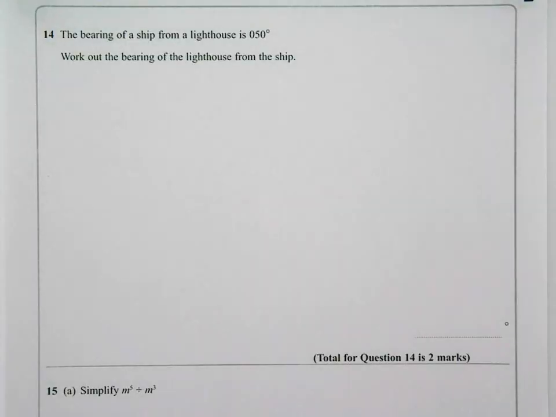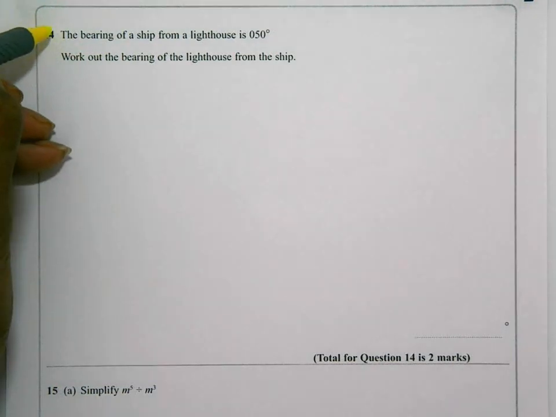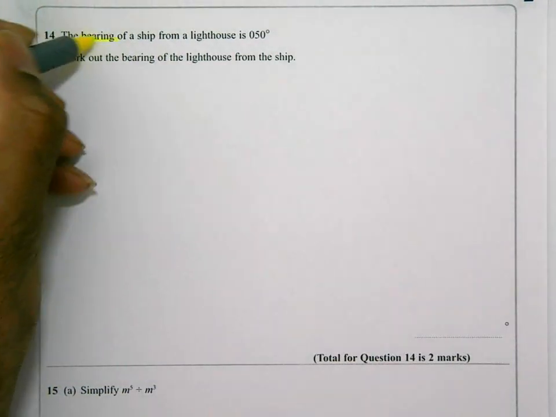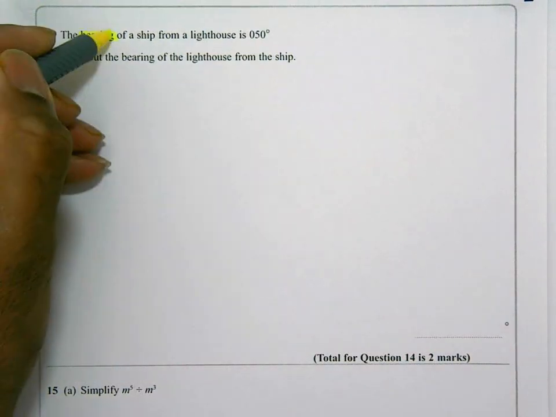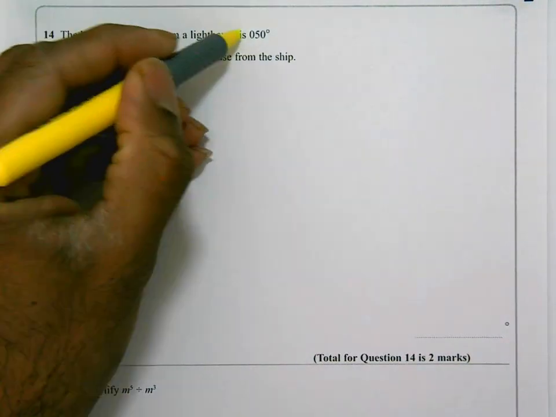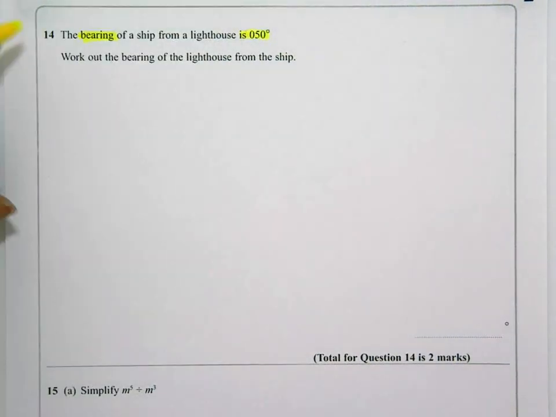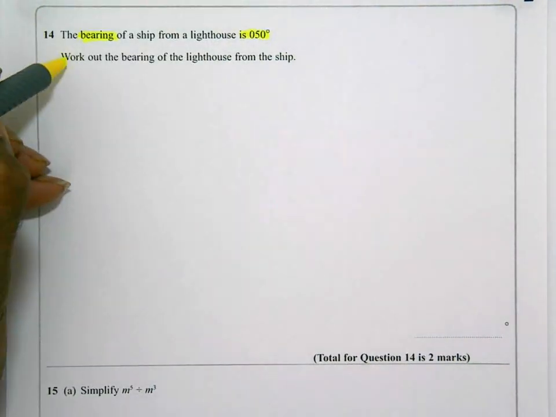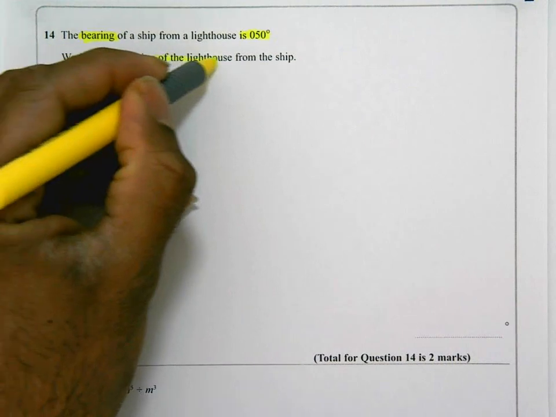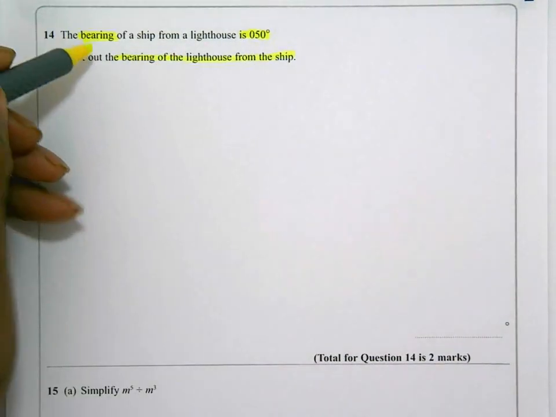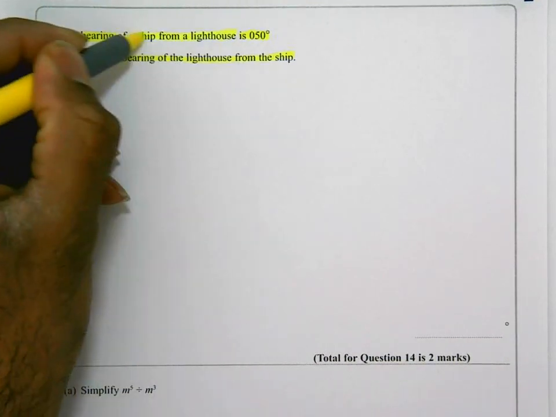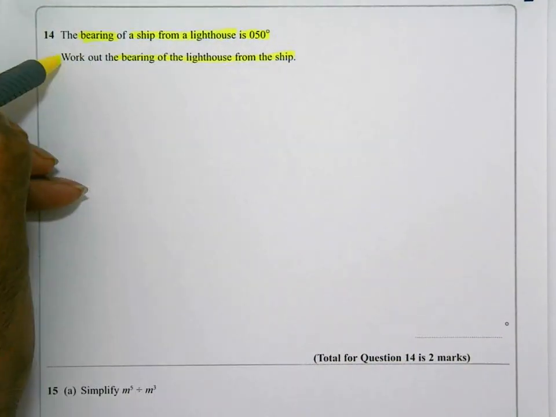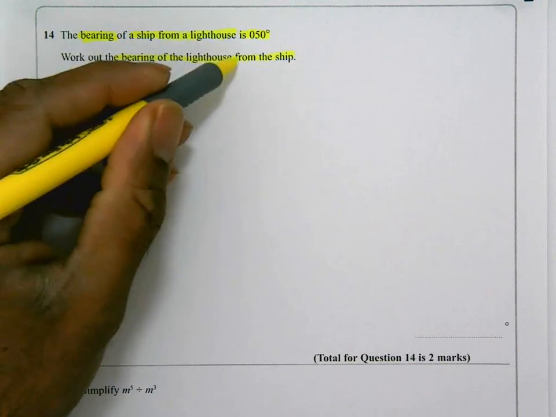Okay, here's question number 14 on the higher non-calculator paper. Reading the question first, the question says the bearing, so I know what sort of topic area this question is dealing with. The bearing of a ship from a lighthouse is 050 degrees. Work out the bearing of the lighthouse from the ship. So in the previous part they told us the bearing of the ship from the lighthouse, and now they said work out the bearing of the lighthouse from the ship.